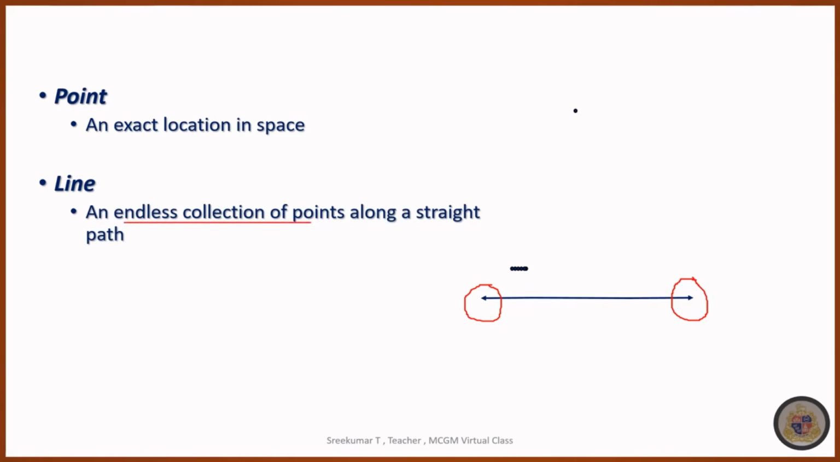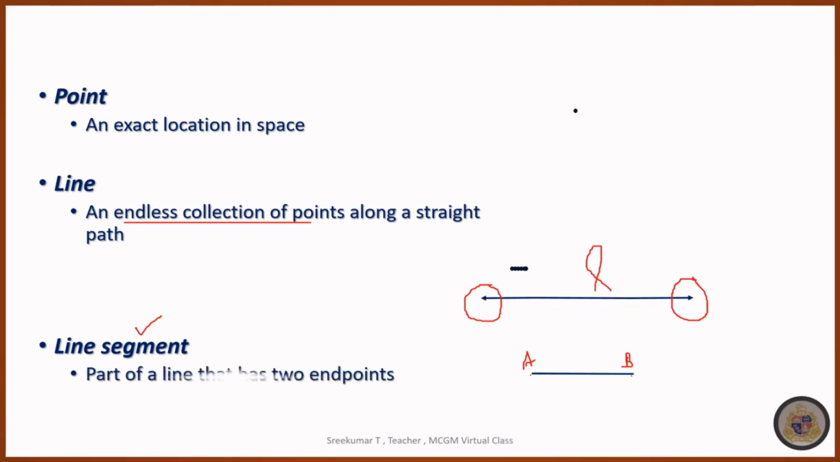Line is known to us, but when we define it, we have to be precise. If you take a part of it, neither extending on both ends, where the ends are fixed, we call it a line segment. And we can name this line segment and line with English alphabets. Here it is line segment AB, and the line can be named L. So a line segment is a part of a line that has two end points.